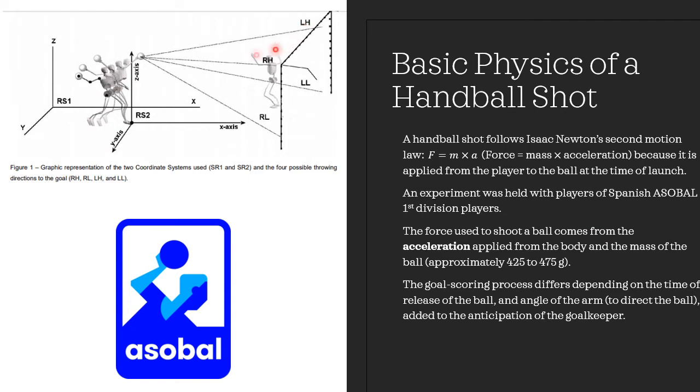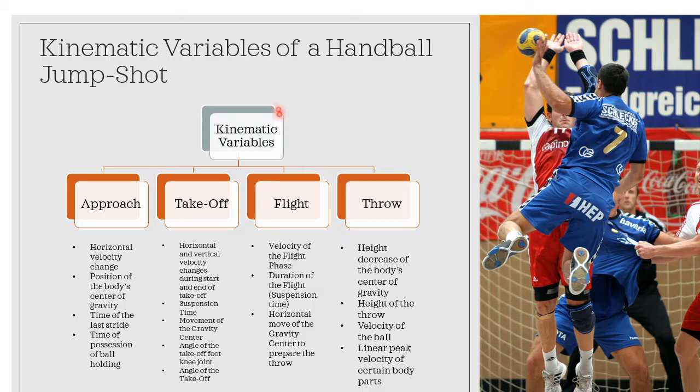There are some basic laws of a handball shot, which follows Newton's second law of motion, which is force equals mass multiplied by acceleration, because the force is applied by the player at the moment of launch. However, it has other variables, like the time of release of the ball and the angle of the arm to direct the ball, as shown in this graph. There are some other kinematic variables that depend on the phase of a jump shot, which is the movement examined in this investigation, and its phases are approach, take off, flight, and throw.